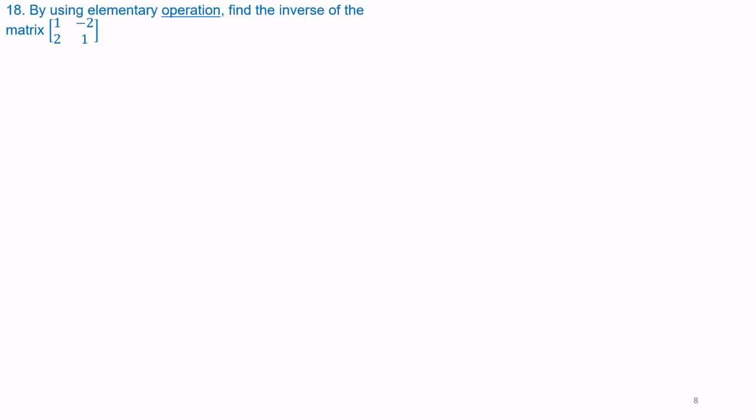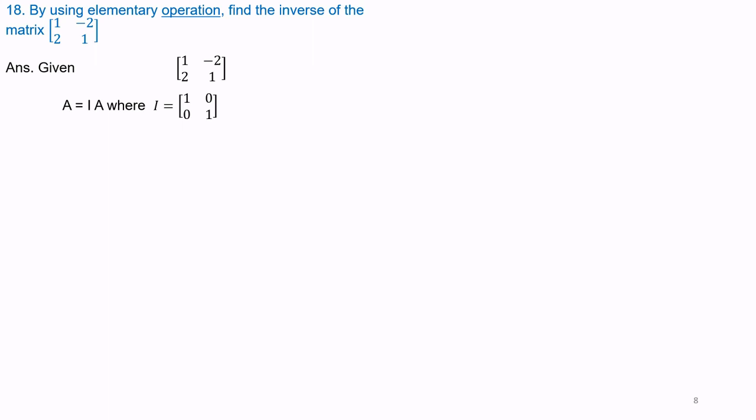Question number 18. By using elementary operations, find the inverse of the matrix [1 -2; 2 1]. Let us solve it. It is similar to the previous problem, with slight changes in sign.